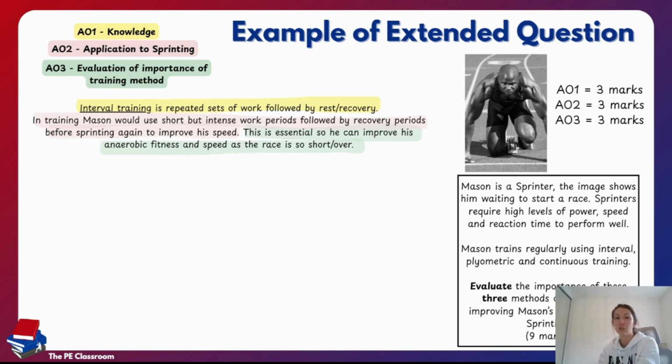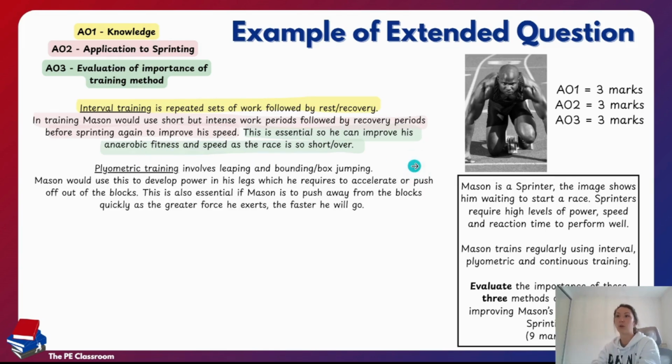So I'm saying it's essential. He needs this method of training for sprinting. And I'm backing up why I think that, because it improves his anaerobic fitness and his speed, and linking it again to the fact that a race is very short. So that's my paragraph 1. My paragraph 2, as we said in our plan, is going to be about plyometric training. So plyometric training involves leaping and bounding, box jumping.